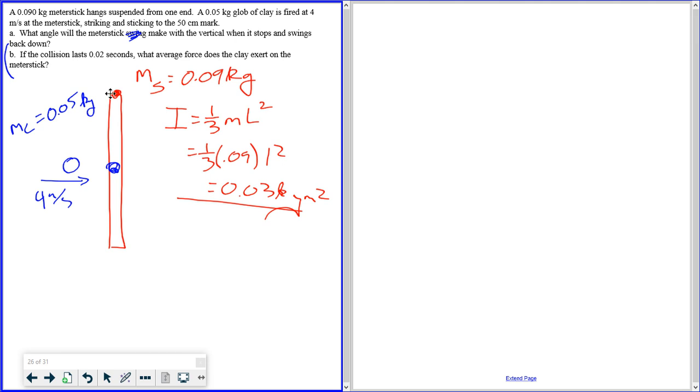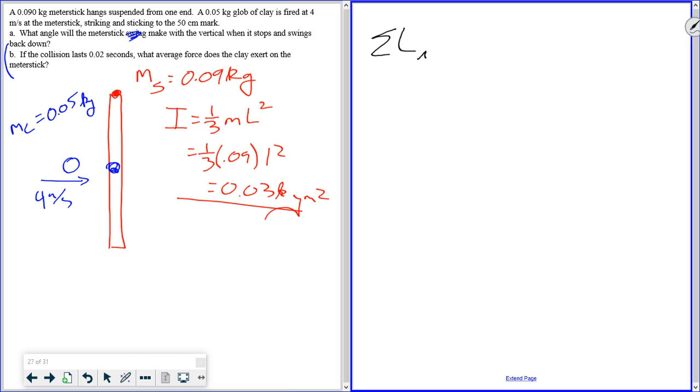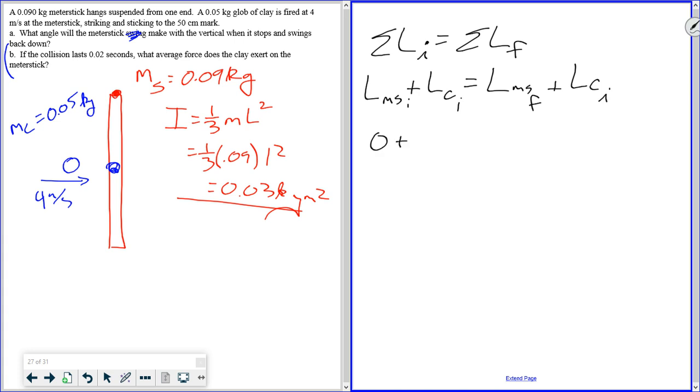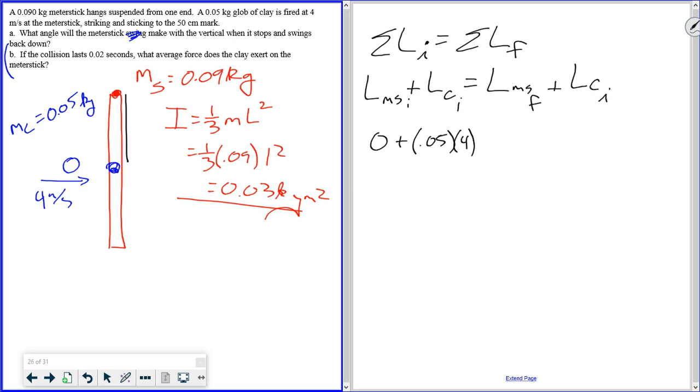So here is the deal. Our total angular momentum before the collision has to equal our total angular momentum after the collision. So the angular momentum of the meter stick before the collision plus the angular momentum of the clay before the collision has to equal the angular momentum of the meter stick after the collision plus the angular momentum of the clay after the collision. So 0 for the meter stick before the collision. Angular momentum for the clay, we can just do mvr, because it's a point particle. So m is 0.05, v is 4, the radius is 0.5, because it's just half of the meter stick.